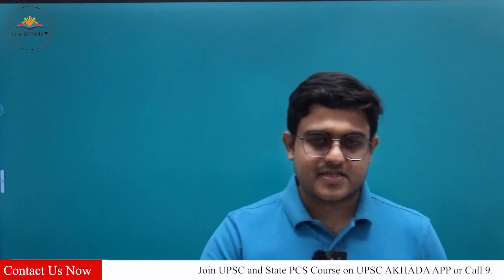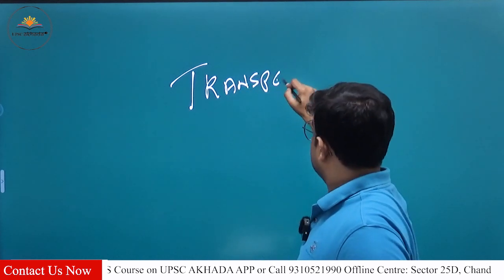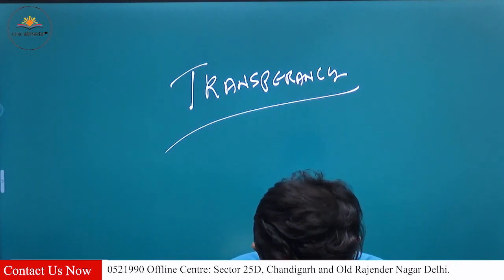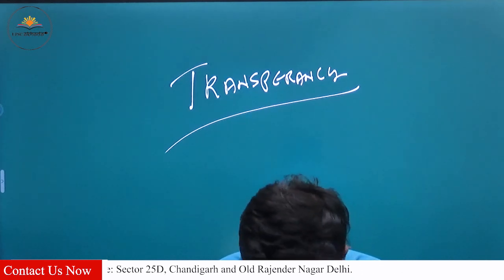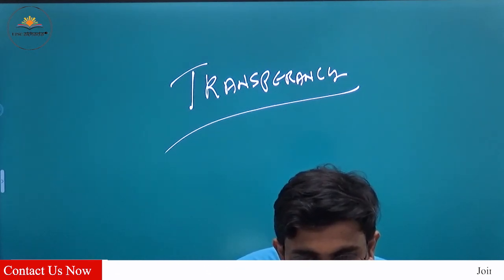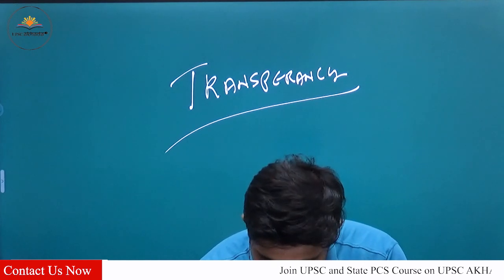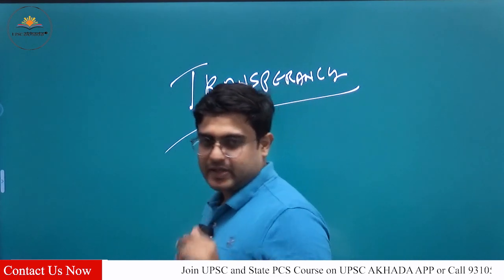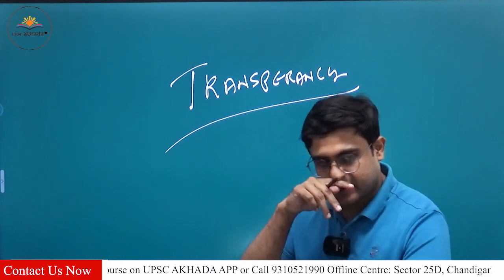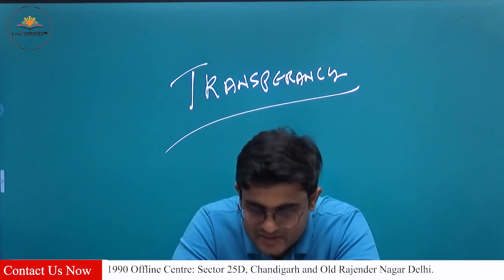RTI, what is transparency? Being transparent in process. Process should be out in the open. Yes, transparency is about openness. The citizens should know how decisions have been taken, what is the output and outcome of those decisions, how processes are being followed, whether they are followed or not. That is transparency. And RTI is the most important tool to promote transparency.